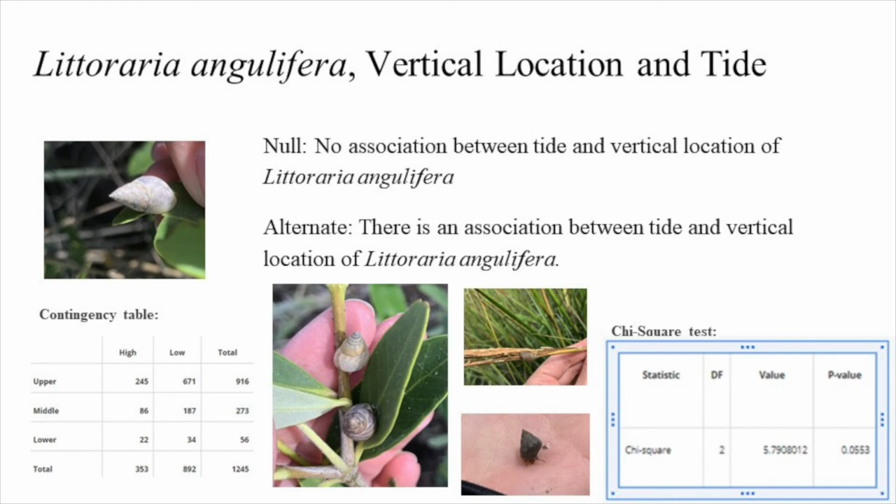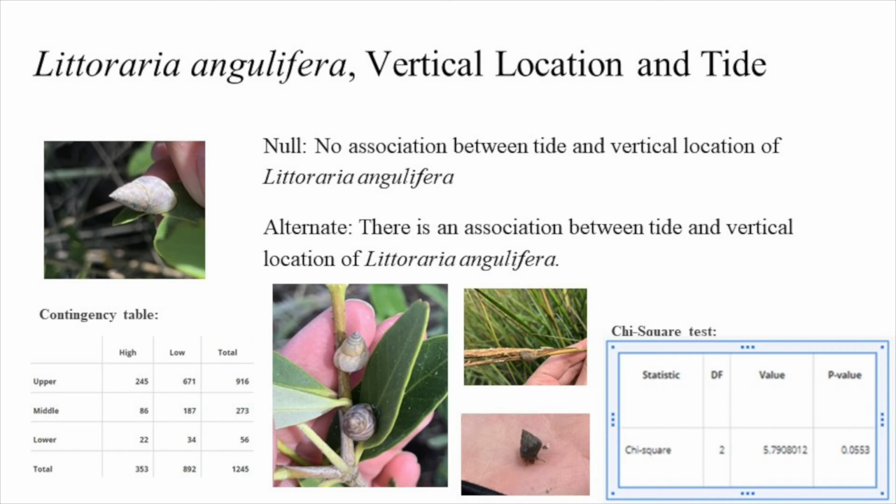Another chi-squared test of independence, between tide and vertical location of Littoraria angulifera. Since the p-value is larger than 0.05, the null is true. There is no association between tide and vertical location. The tide does not affect Littoraria angulifera's vertical location. This is consistent with my observations because mangrove periwinkles migrated from their leaves the least.